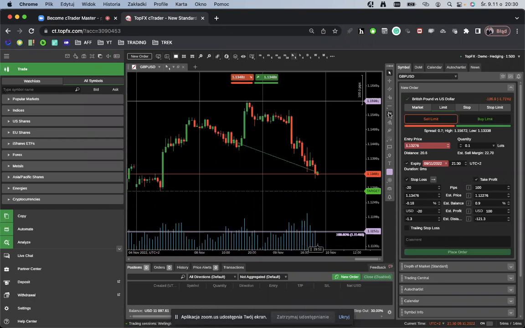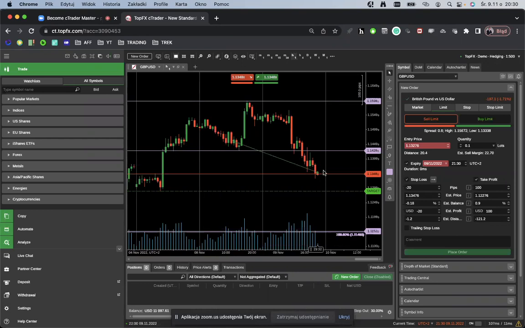Maybe we'll add one more line because it's kind of far away. Let's say you are looking at this resistance right now. It used to be support, very nice. Now it's a resistance and it's located at 1.1428.6. Basically this is your line. So how do you want to trade it?